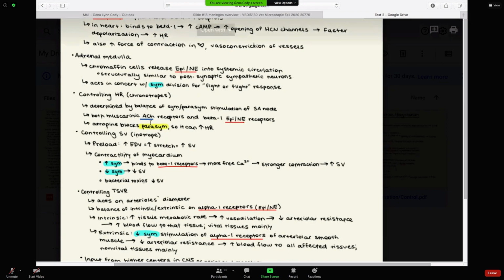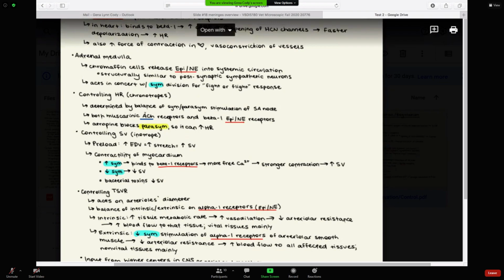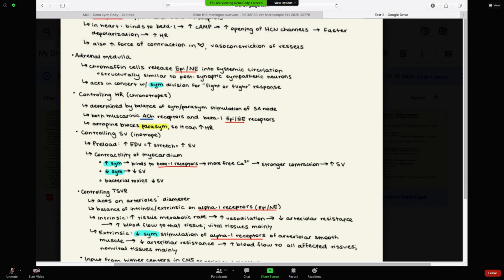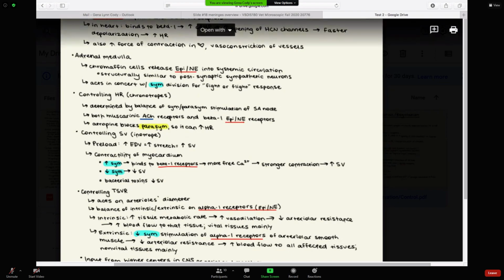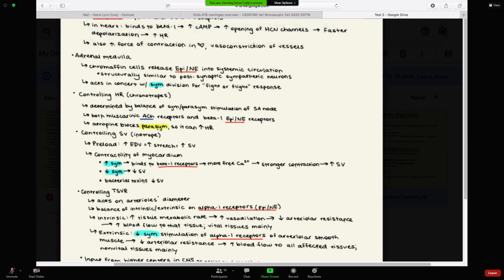So I'm working on both my muscarinic acetylcholine receptors, which is parasympathetic, and the beta 1 adrenergic receptors for sympathetic. I know he mentioned atropine, which is a drug. Atropine blocks parasympathetic innervation, so it can actually increase the heart rate. If this slows it down and I'm stopping the slowing, it's going to increase. I just wrote that in there. I don't know if he's going to ask about that or not, but I know he mentioned it, so I just wanted to point that out.